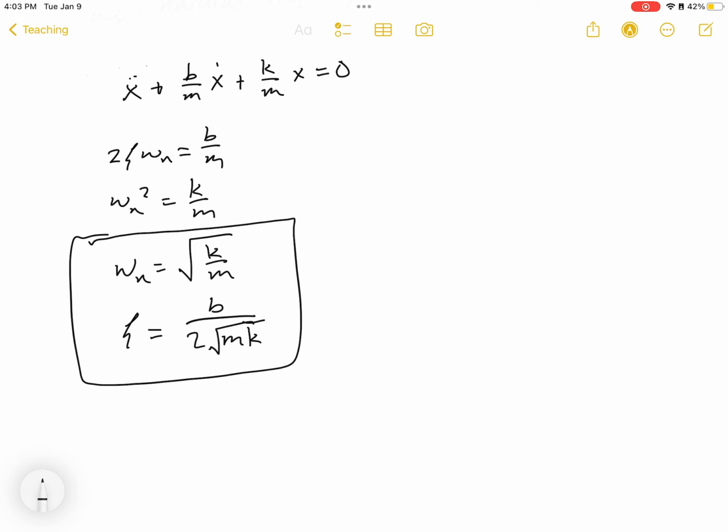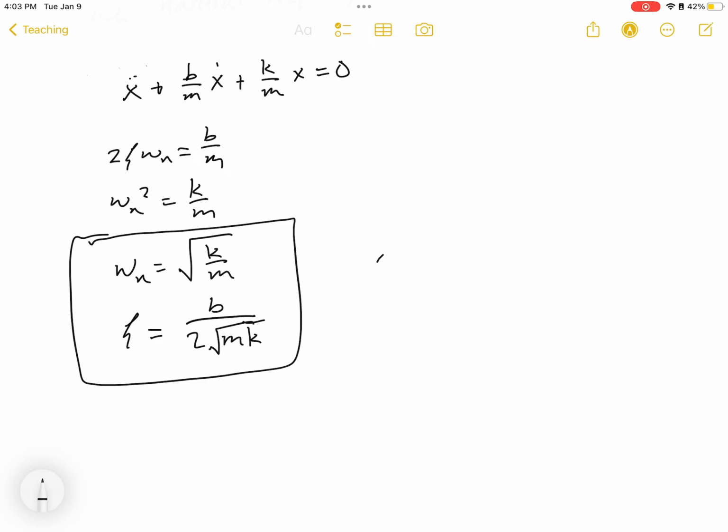And so omega n and zeta are ways of talking about different systems that may have completely different masses, completely different stiffnesses, but if two systems have a similar zeta and a similar omega n, then they're going to behave the same. And we'll talk about zeta real quick.